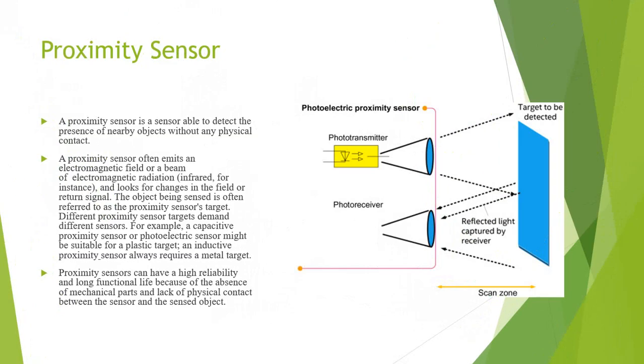We will be using a proximity sensor for detection purposes. The basic principle of a proximity sensor is that it has a photo transmitter and a photo receiver. The photo transmitter transmits IR radiations, and when an object is detected, the IR radiations are reflected from the object to the photo receiver. When the photo receiver receives that IR radiation, it means the object is detected, and the conveyor belt will stop, and the manipulator will pick the object.